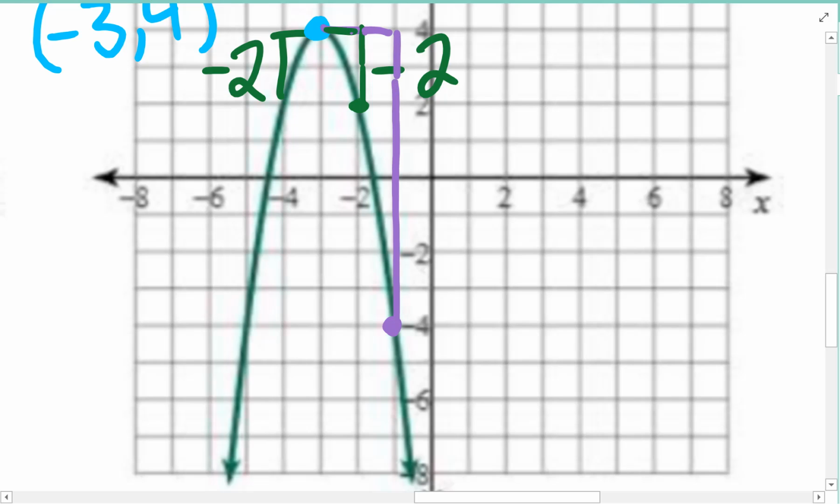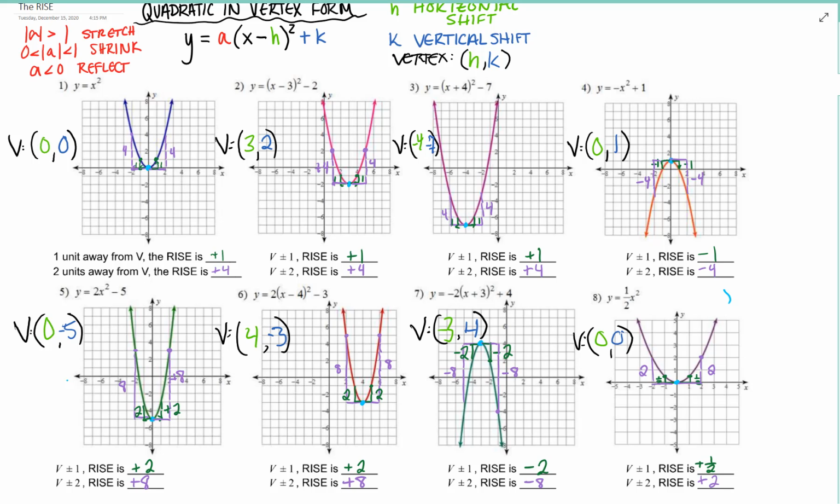We rise -8 units. Again, as you can see, H and K make up the vertex. So what is affecting the rise? Well, let's see what A is for each of these. A is the number that's being multiplied by the x that's being squared.